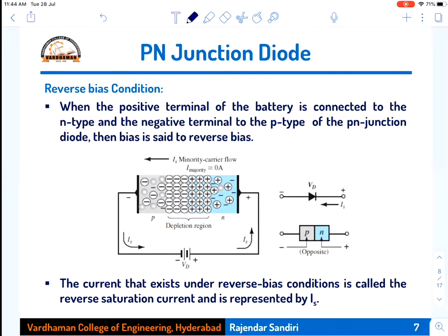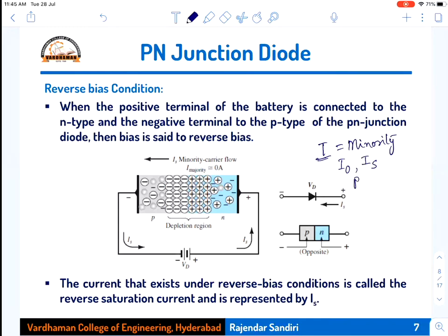The minority charge carrier current flows across the junction in the opposite direction. Therefore, the direction of the current is anti-clockwise, from cathode to anode. That's why the direction of the current is shown in the opposite direction. And that current is due to minority charge carriers. Here I is nothing but the minority charge carrier current. Minority charge carriers are constant in number and dependent on temperature. Therefore, this is also called the saturation current, represented by I naught or IS.